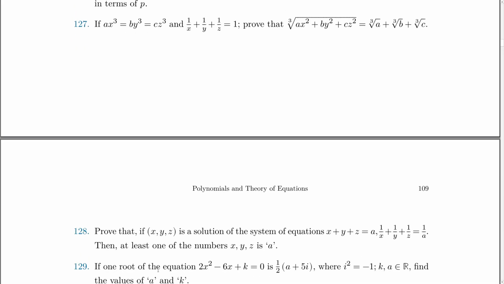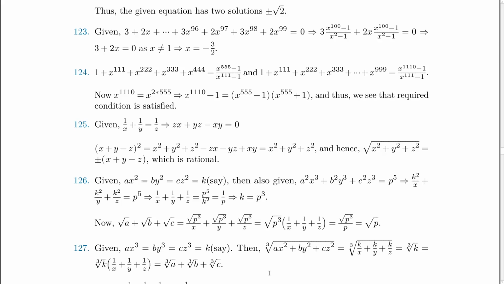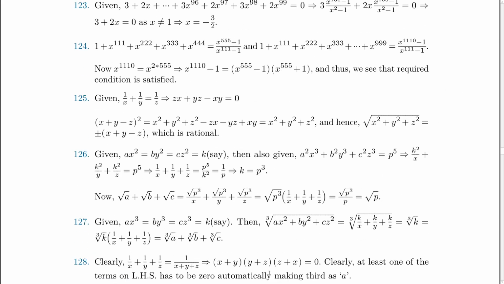Now we look at question number 28. Prove that if x, y, z is a solution of the system of equations x plus y plus z is equal to a, 1 by x plus 1 by y plus 1 by z is equal to 1 by a, then at least one of the numbers x, y, z is a. So this is a fairly straightforward problem.